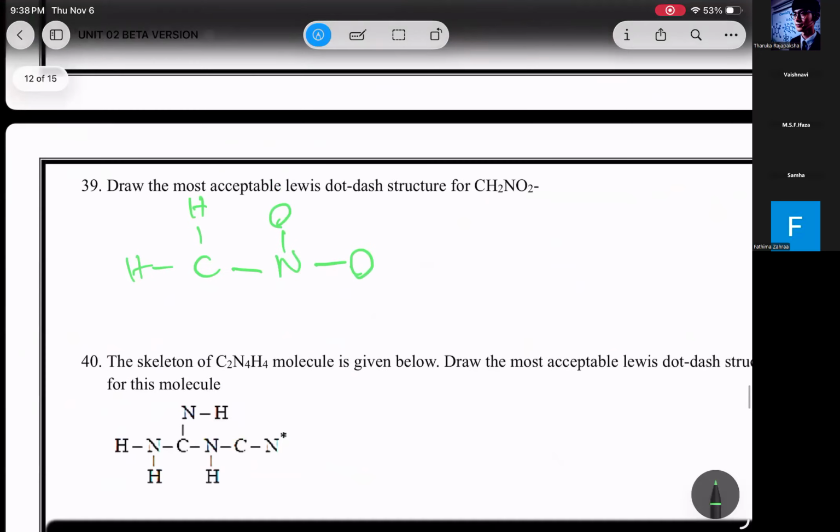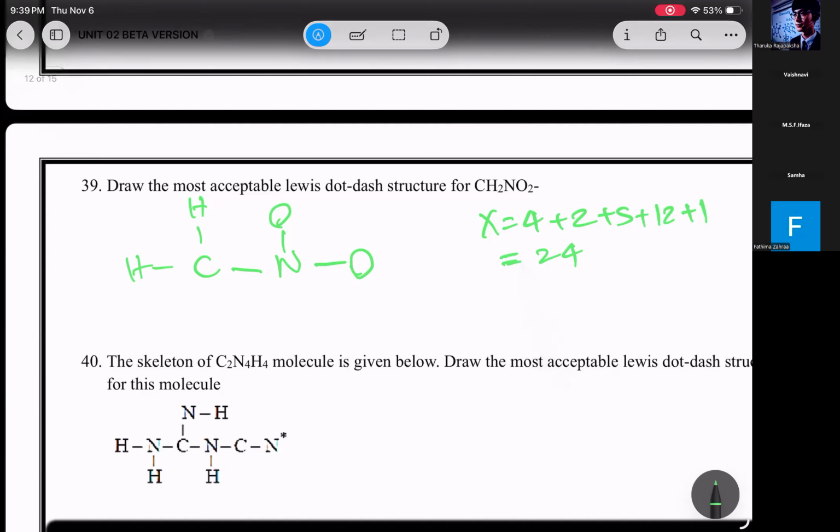39th one. Draw the most acceptable Lewis dot dash structure for CH2NO2 minus. Okay, now x is equal to 4 plus 2 plus 5 plus 12 plus 1. 4 plus 1, 5. 5 and 5, 10. 10 and 12 is 22. 22 and 2 is 24. So 24 will be the value.